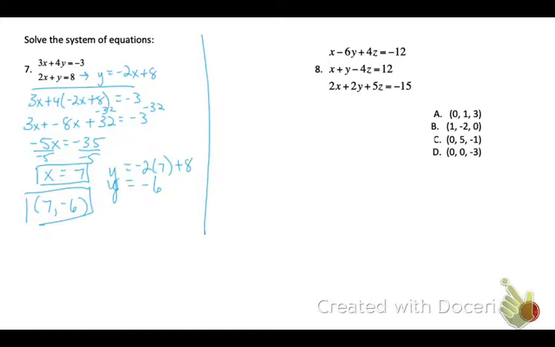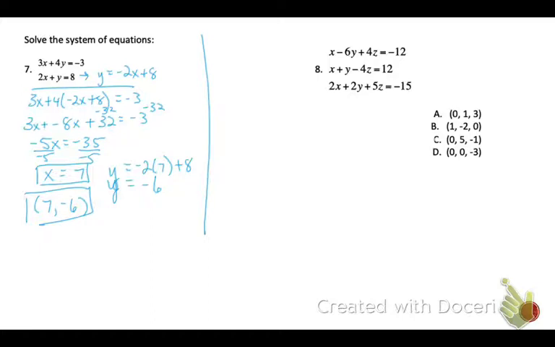Now number 8, we have a 3 variable system, so I'm going to work it forwards, but notice that you have 3 answer choices. You could also work it backwards, where you take each of those values for x, y, and z, plug them into each of the 3 equations, and the one that works for all 3 of them is your solution. But I'm going to work it forward.